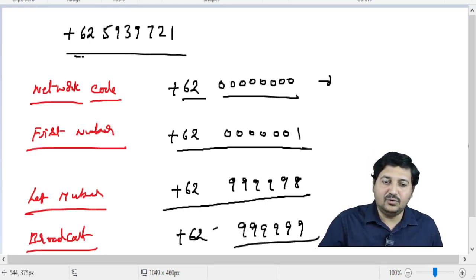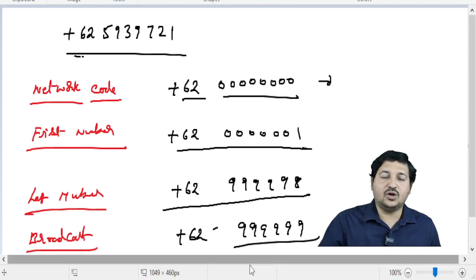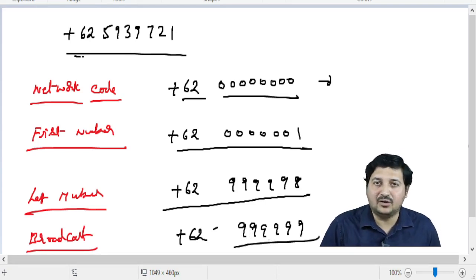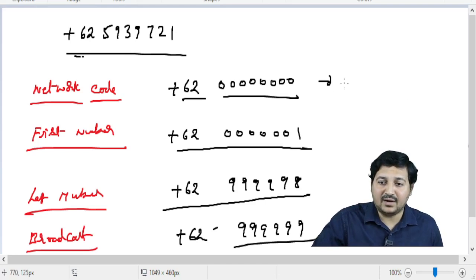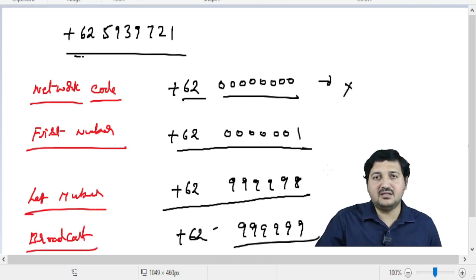You're not going to sit and write something called broadcast. By default, the system will take the broadcast address of that specific network, and when it wants to send information to all the people, it will send automatically. But you cannot assign the network ID as well as the broadcast ID as an IP address to a computer. Later I'm going to show you all these things practically.